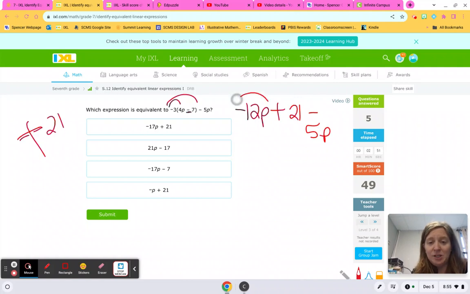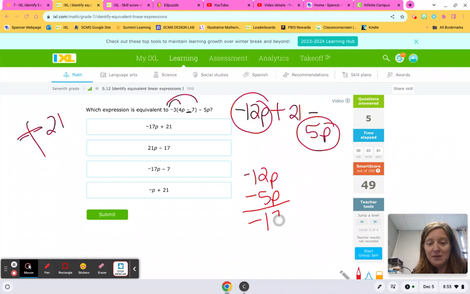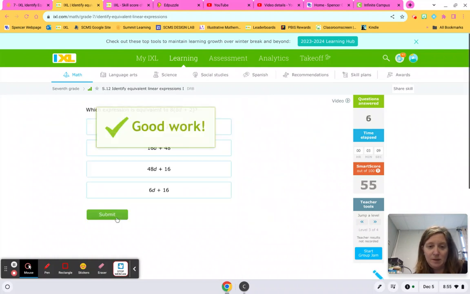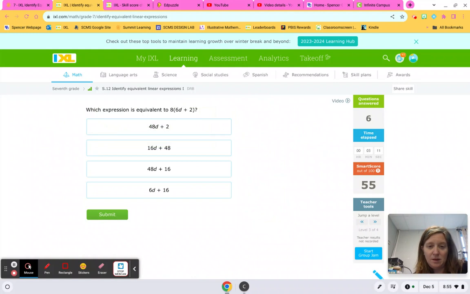Now we want to combine like terms. Negative 12p minus 5p. So we have negative 12p and negative 5p. So that would actually be negative 17p. And then negative 17p plus 21. That's how you get that one. All right.